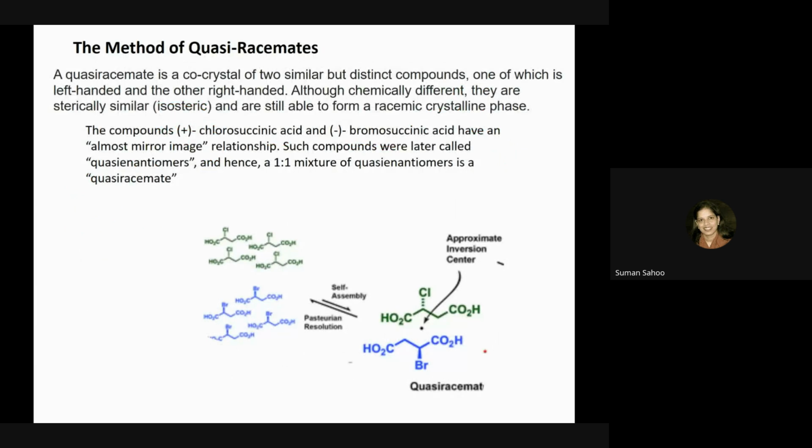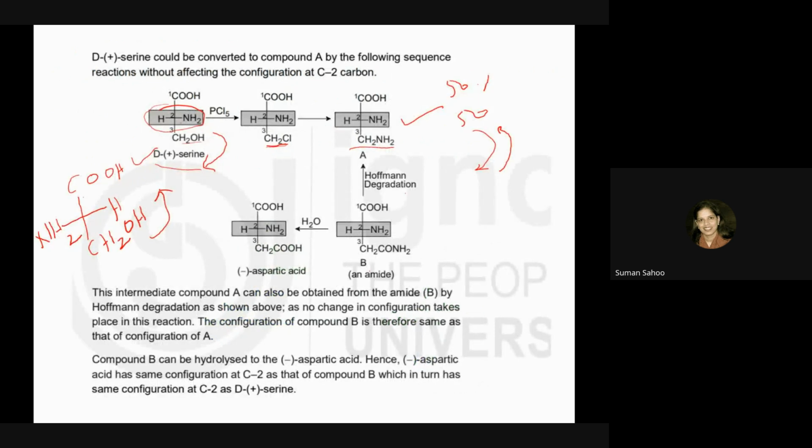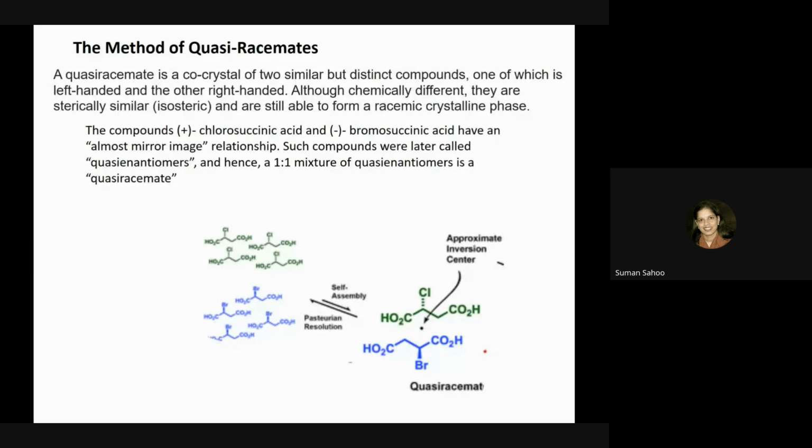There is another one known as the method of quasi-racemates. We said these are racemates, because in a racemic mixture we have both enantiomers. So what about quasi-racemates? A quasi-racemate is a co-crystal of two similar but distinct compounds, one of which is left-handed and the other right-handed. They are not the same compound, meaning they are not enantiomers. Although chemically different, they are sterically similar.